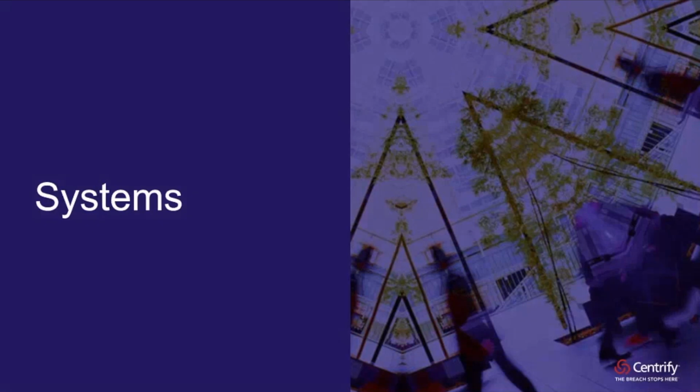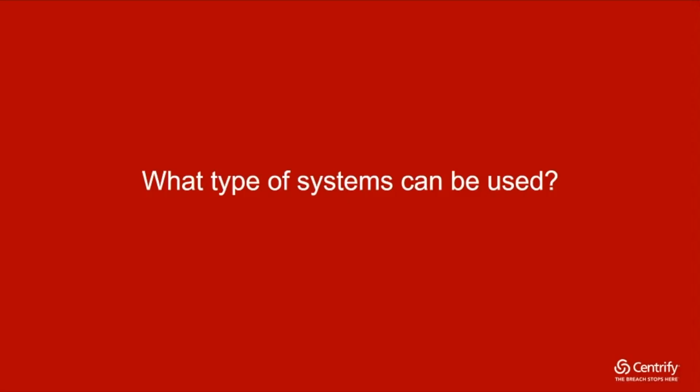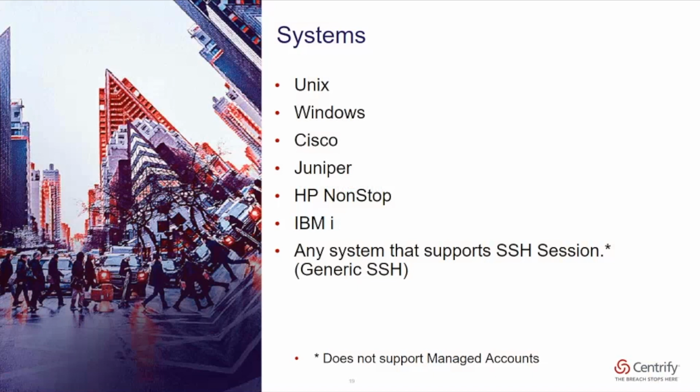So now we move into systems. What type of systems can be used with the infrastructure services? We support a pretty vast amount of systems. Specifically, we support Unix, Windows, Cisco devices, Juniper devices, HP NonStop devices, and IBM i devices. We also support what we call a generic SSH. This is any system that supports an SSH session.